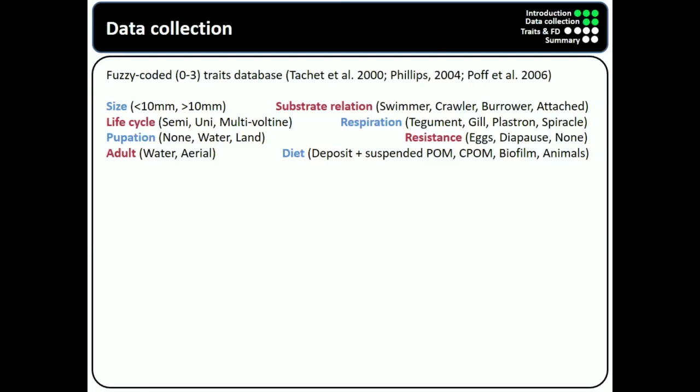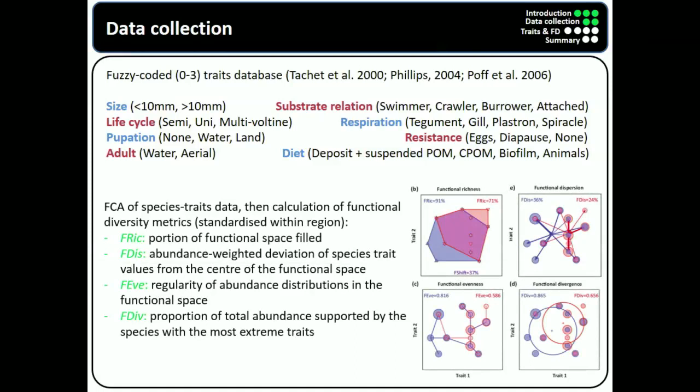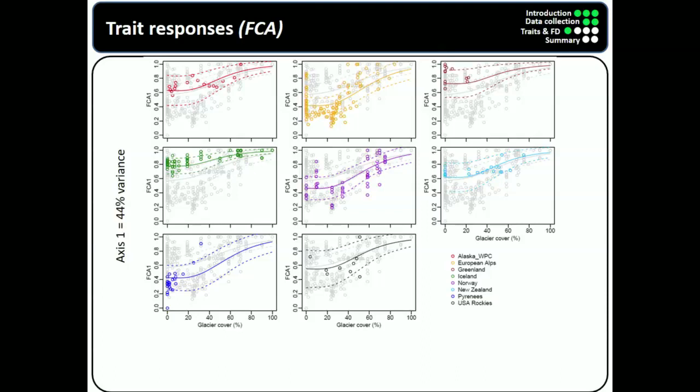We've then calculated a suite of functional diversity metrics, which I'll not go into here because I'd use all my time explaining what they are, but I'm happy to talk about those later if need be. Moving on to some of the results then. We log10-transformed the abundance data because it's quite variable. We've put the traits and the invertebrate abundance information into a fuzzy correspondence analysis to look at trait patterns and pull out if there's any spatial patterning. If we take the first axis score of that fuzzy correspondence analysis and plot it against glacier cover, we're getting quite nice patterns for quite a few of the regions.